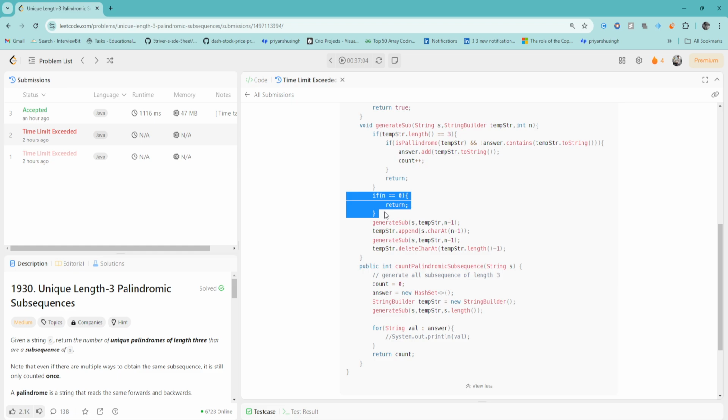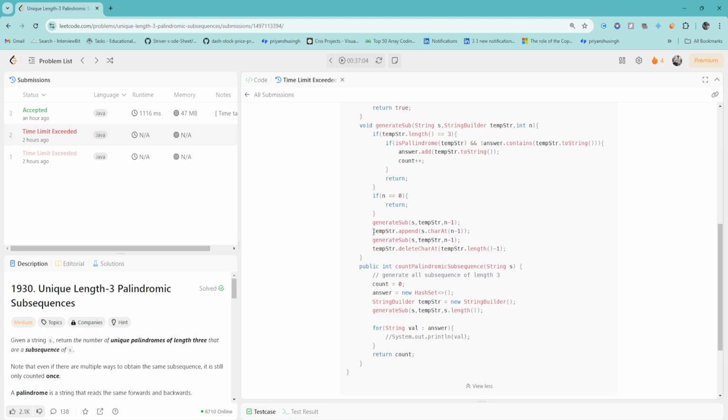After that, if the number of options or the number of characters left in the string is 0, we would return from here. Otherwise, for every particular character in the string, we have a choice to add it. So the first recursive call is not adding the particular character to the subsequence.